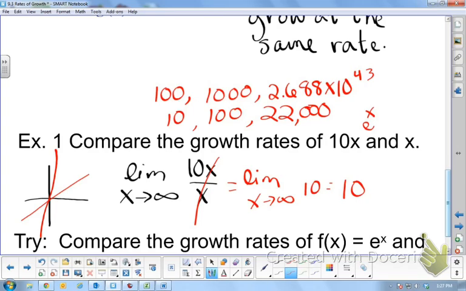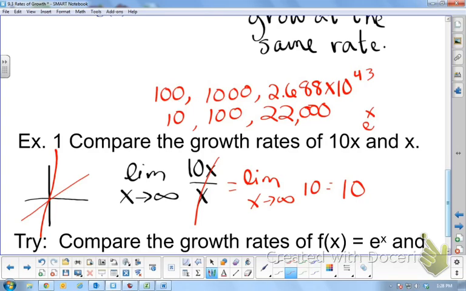So when we're talking about a function growing faster, we're saying it's growing so much faster than the other function that the other function can't even touch it. The other function isn't even close or anywhere near it. So it's growing at such a faster rate. So we consider 10x and x to be growing at the same rate because 10x isn't growing so much faster that it doesn't make any difference when we consider x with it. Especially if we're doing division.